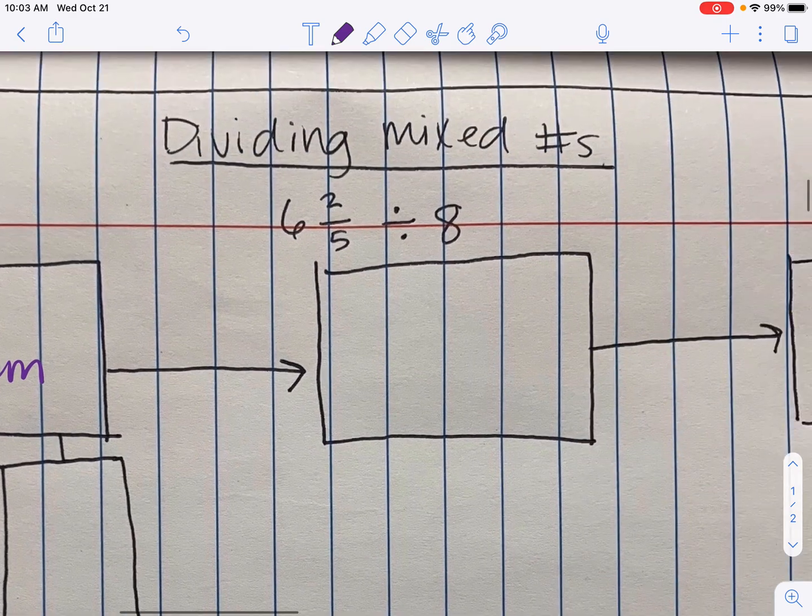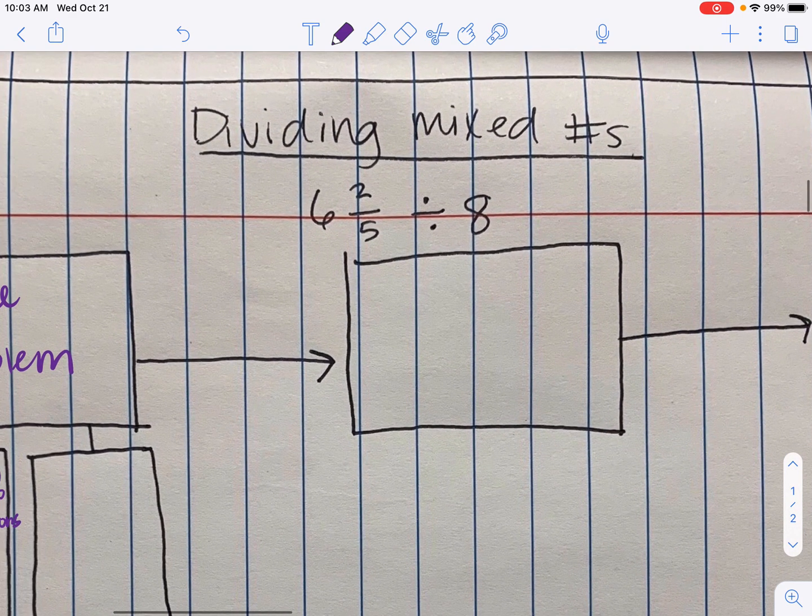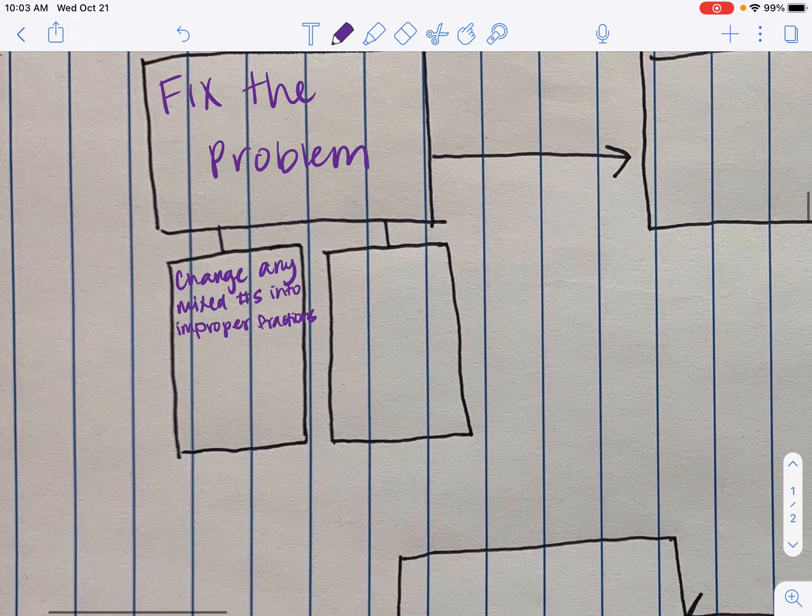So looking at our problem, we have one mixed number right there, 6 2/5. So I'm going to write that down, and I'm going to change that into an improper fraction. If this is a skill that you struggle with, this is something that you should absolutely practice because we're going to be using it for dividing mixed numbers and throughout the school year. So if you're struggling with that, ask your teacher or go back in previous Canvas lessons or Khan Academy. Find a way to practice that.